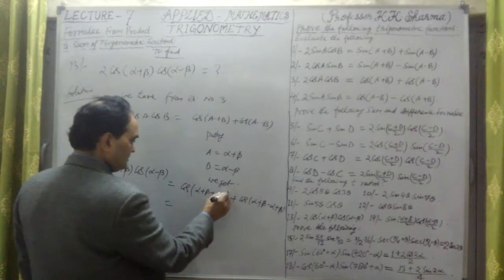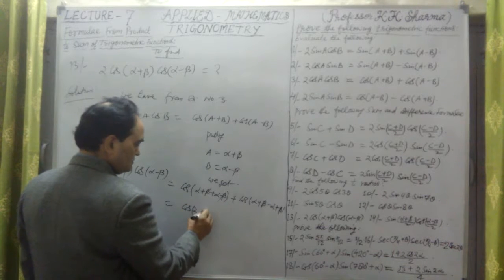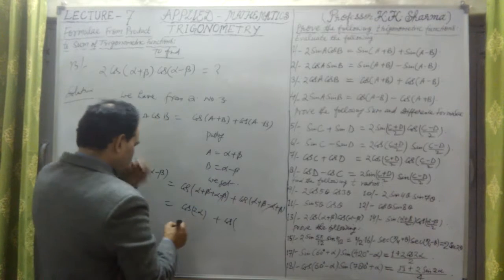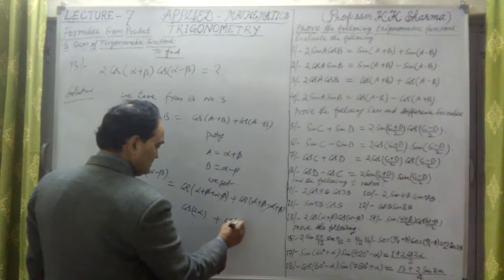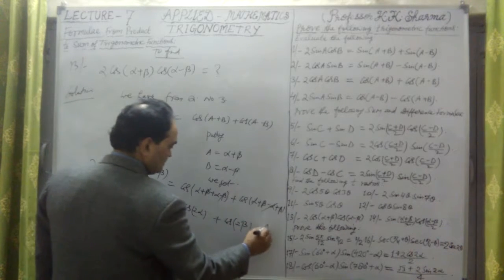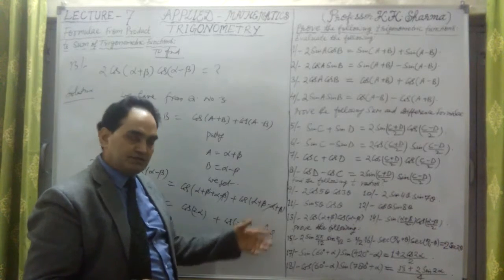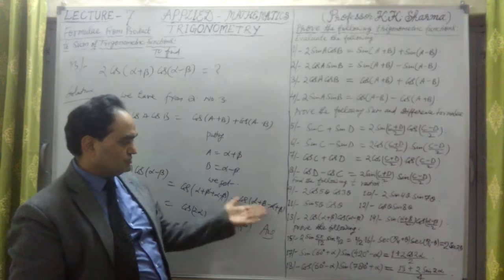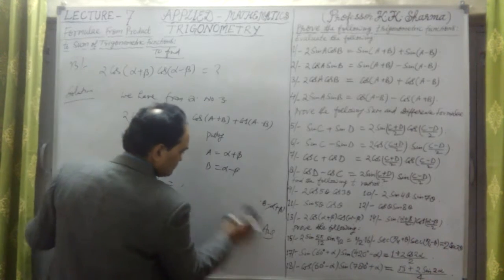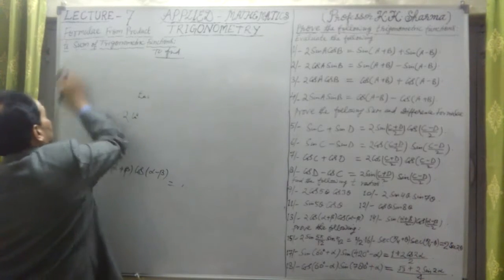So what do we see? Minus beta and plus beta cancel out. This is cos of 2 alpha plus cos of 2 beta, since minus alpha and plus alpha cancel out, it's twice beta. This is the formula answer: cos twice alpha plus cos twice beta only. Okay, so this is question number 13. Now let me take question number 14.